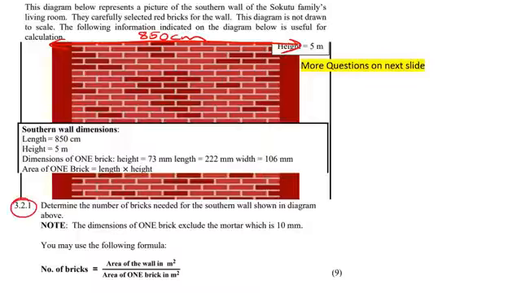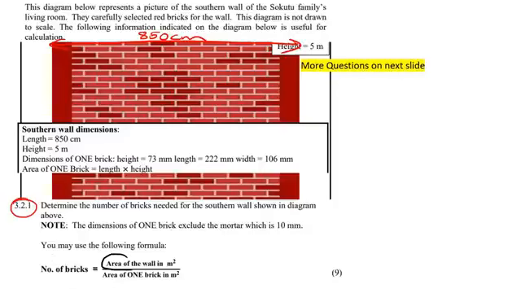So it says here, first question for only 9 marks. Determine the number of bricks needed for the southern wall shown in the diagram above. Note the dimension of one brick excludes the mortar, which is 10 millimeters. Okay, so remember that your mortar is the stuff that goes in between. So they've made it pretty straightforward. We're just going to go use this formula over here.